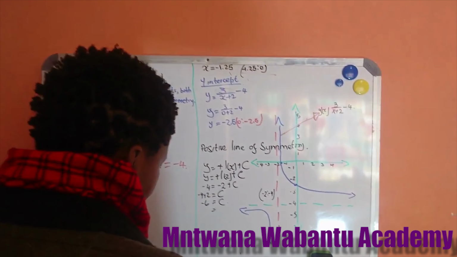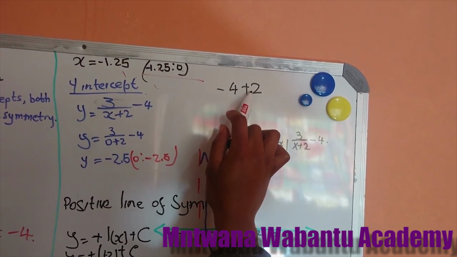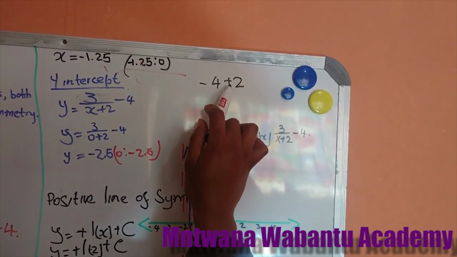Just so you can work it out here. Negative 4 plus 2. You can write here negative 4 plus 2 and see. Negative 4 plus 2. Let's go. Okay. Negative plus. Okay. Let's go. People watching there. Negative 4 plus 2. Sorry, guys.